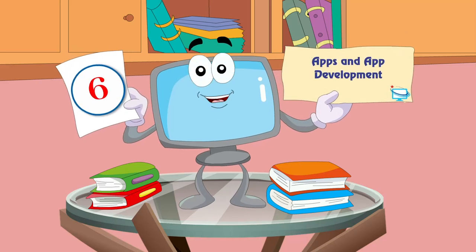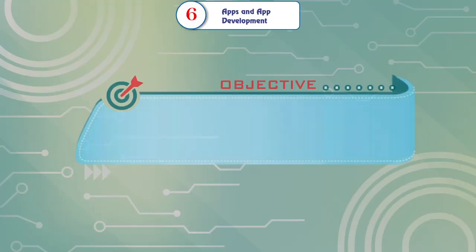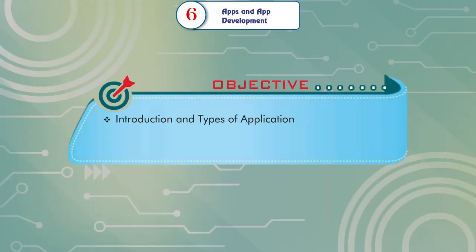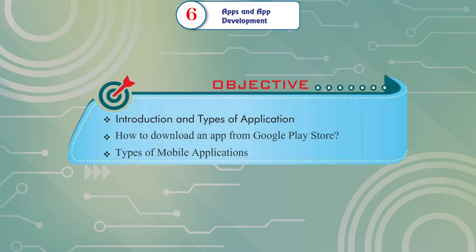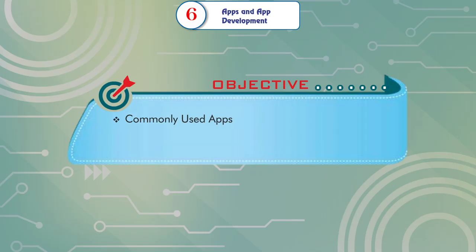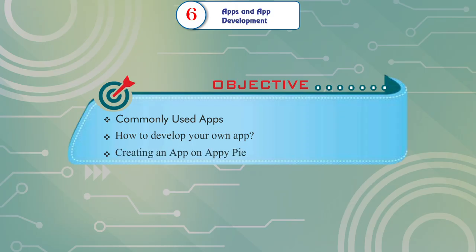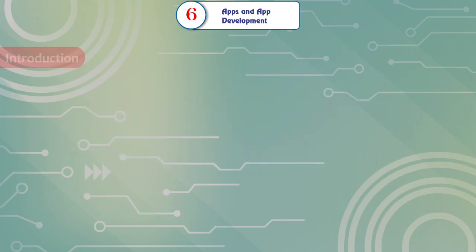Chapter 6: Apps and App Development. Objective: Introduction and Types of Application. How to download an app from Google Play Store. Types of mobile applications. Commonly used apps. How to develop your own app. Creating an app on Appy Pie.